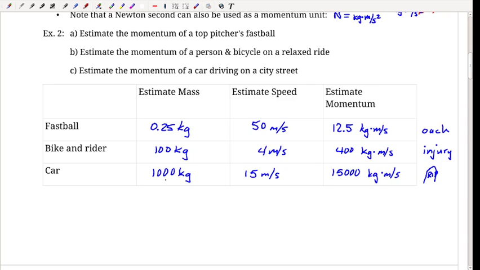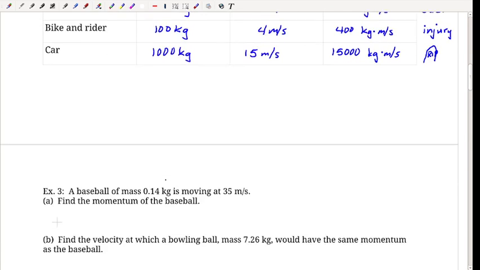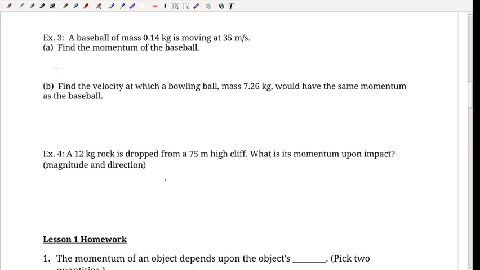So that hopefully gives you a ballpark figure for what momentum is, how it feels. The faster things are going, the harder it is to stop, and the more injury would be done to you if you got hit by it. A couple more examples before we wrap up this lesson. A baseball of mass 0.14 kilograms is moving at 35 meters per second. Find the momentum of the baseball.